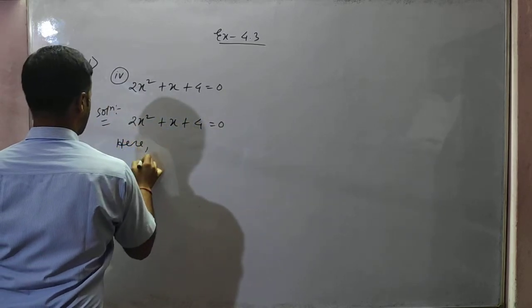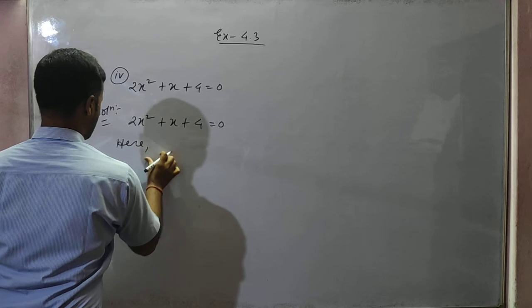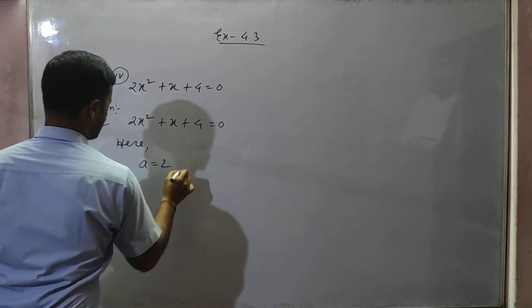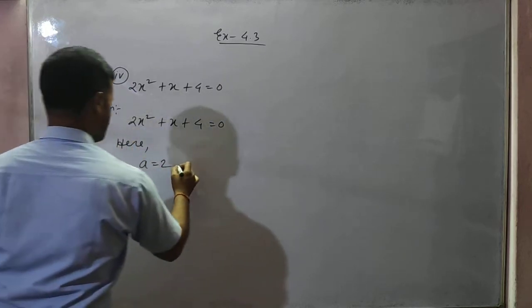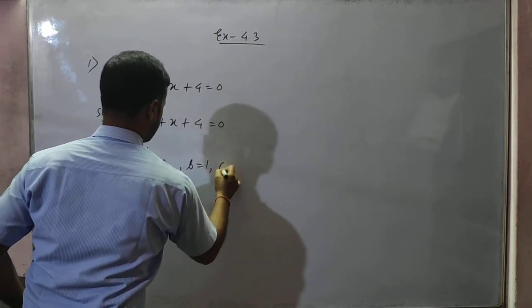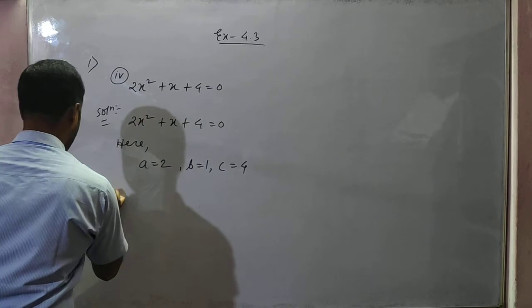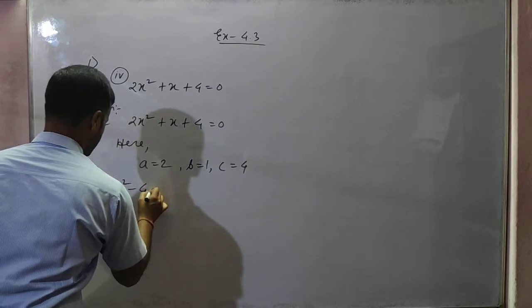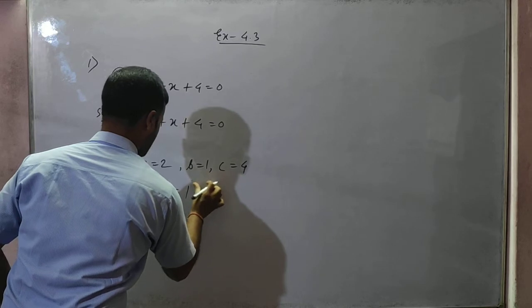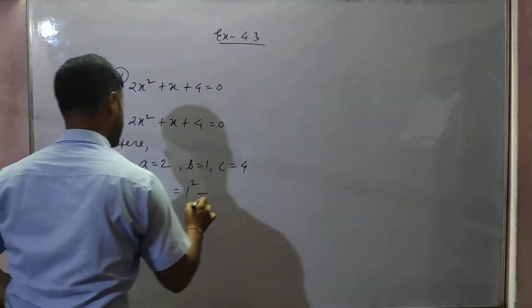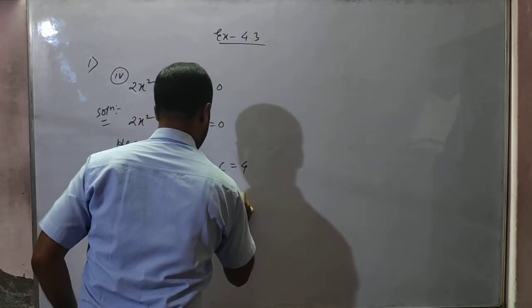Here a is equal to 2, students. Here a is equal to 2, b is equal to 1 and c is equal to 4. Therefore b square minus 4ac we will find out. b square minus 4 into a into c.